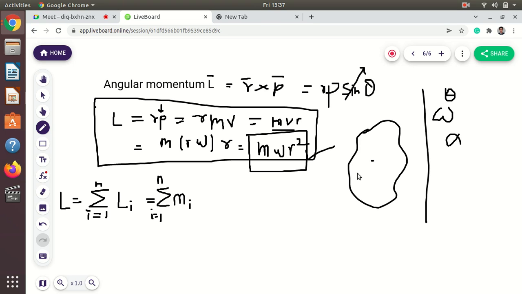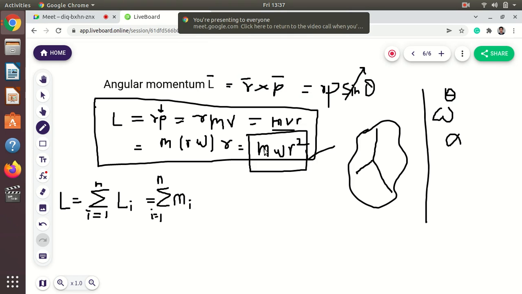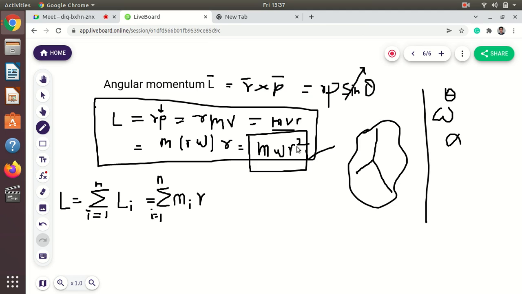If there is a particle here, then the distance will be this Ri. If another particle is here, the distance will be different. So it can have varying distances, and we have to add all the Ri. So Ri must be under the summation sign, and it is squared. So Mi Ri squared and omega. Now this omega is the same for all the particles, because this system of particles or this body is rotating as a whole.